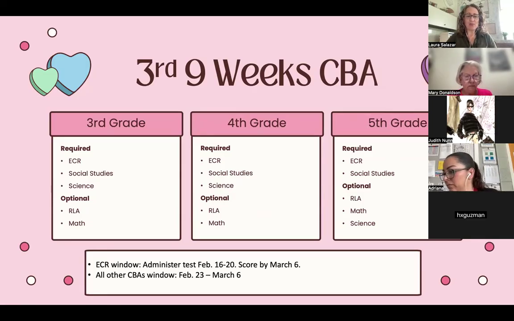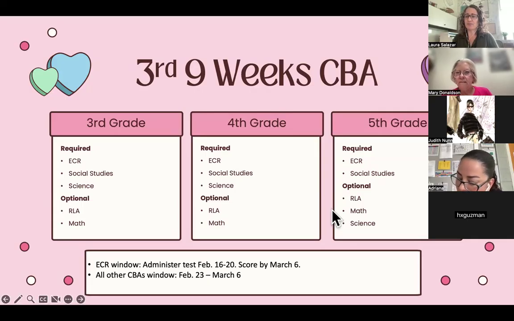And then again, just to reiterate, the window for the ECR, you're going to want to make sure that your students take that test next week and that the teachers have scored it by March 6th. Okay. And then any other CBAs such as social studies, science, etc., the window opens the 23rd of February and it's open till March 6th, which is that last day before spring break. Does this make sense? Are there questions about this calendar? Okay.